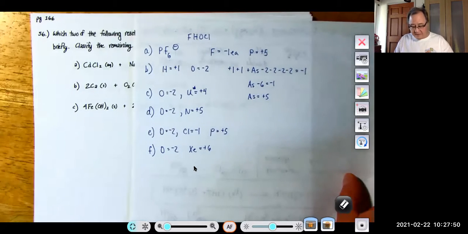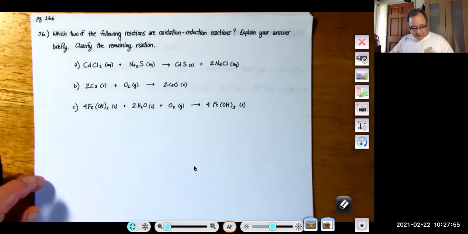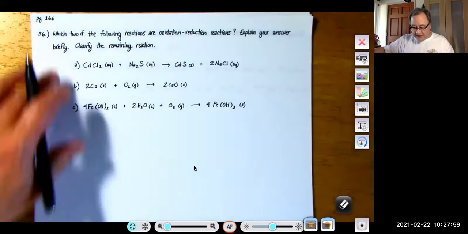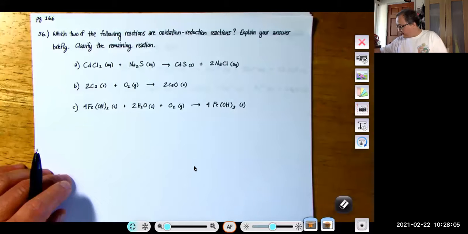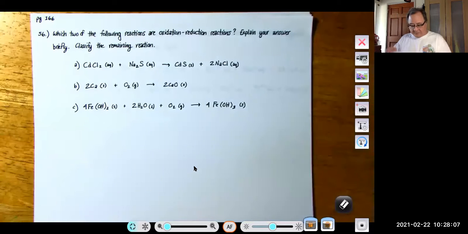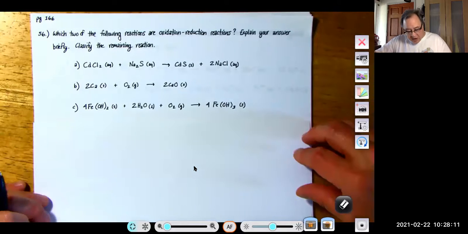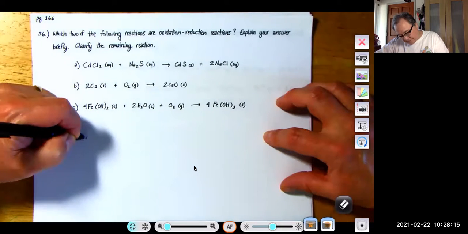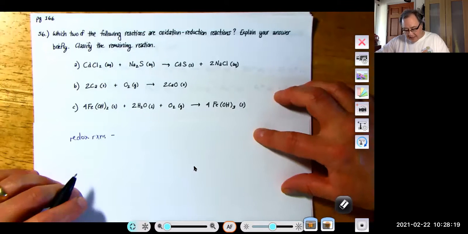Okay. So here we're actually asked to do something with those oxidation numbers. Which two of the following are oxidation reduction reactions? Explain your answer and classify the remaining reaction. So here, if we take a look at these, which are the oxidation reactions? So redox reactions. And the answer is B and C.